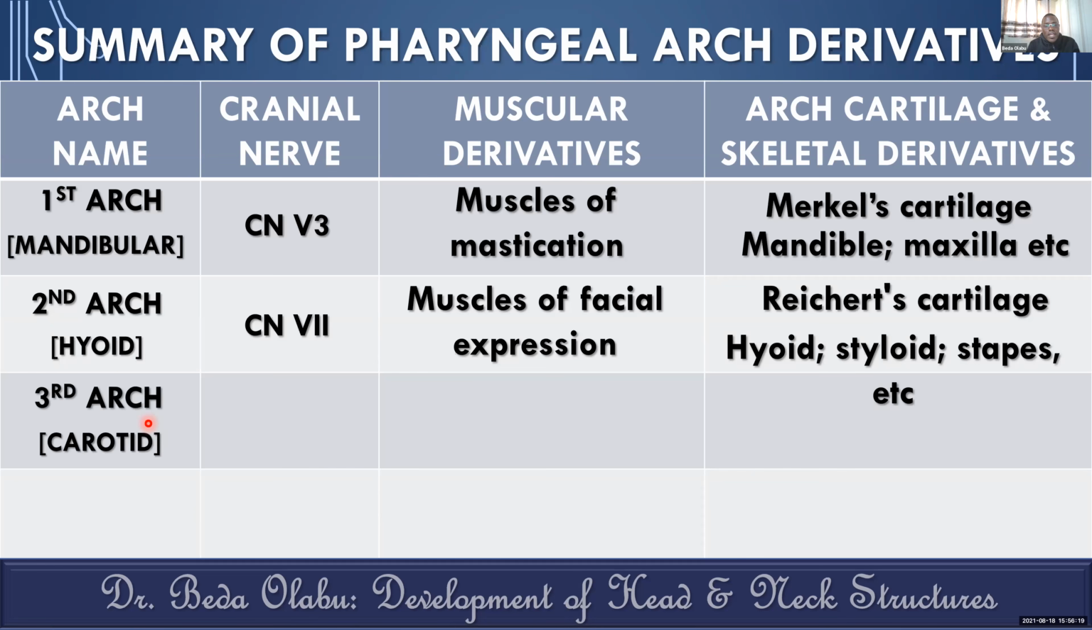Let's talk about the third arch. The third arch is known as the carotid arch. The nerve that supplies the third pharyngeal arch is the glossopharyngeal nerve, the ninth cranial nerve. There's only one muscle that is derived from the third pharyngeal arch, and that muscle is known as the stylopharyngeus muscle. It is one of the muscles that elevate the pharynx.